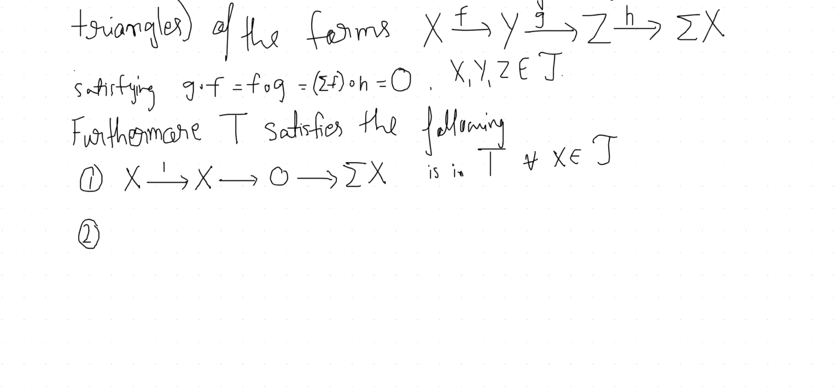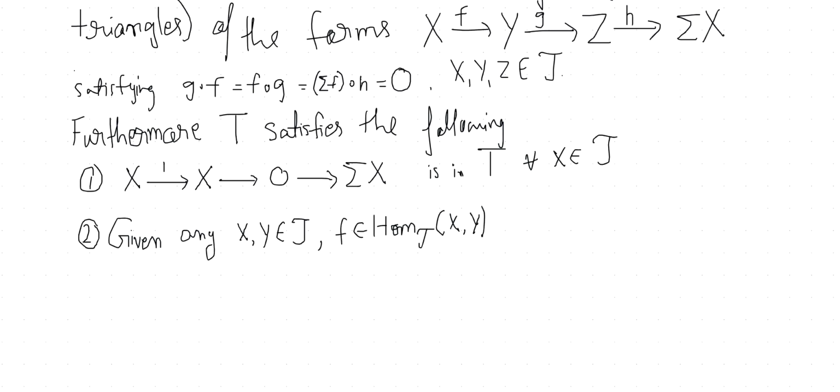And number two, given any X, Y in the category, also F in the category, and morphism, okay, there exists an object which we denote by this. This is called the mapping cone.